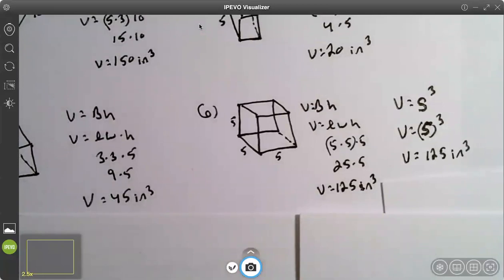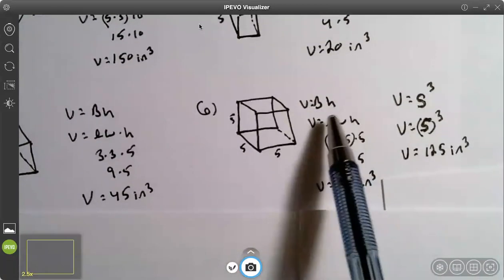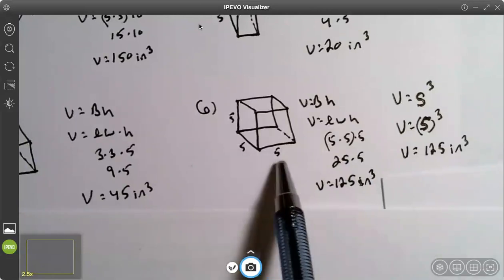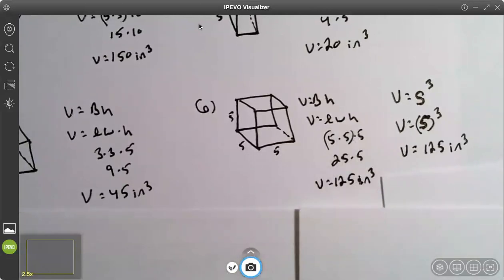So to get the volume of a rectangular prism, it's big BH. Big B is the area of the base. Once you get the area of the base, in this case, length times width, multiply it by the height or depth of the prism. Length times width times height.